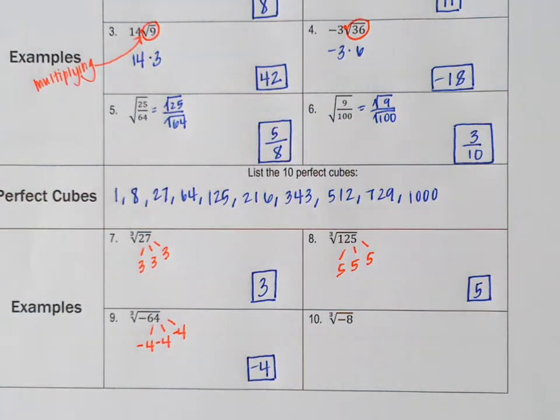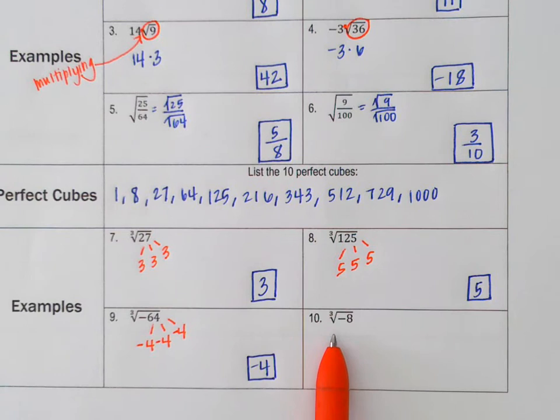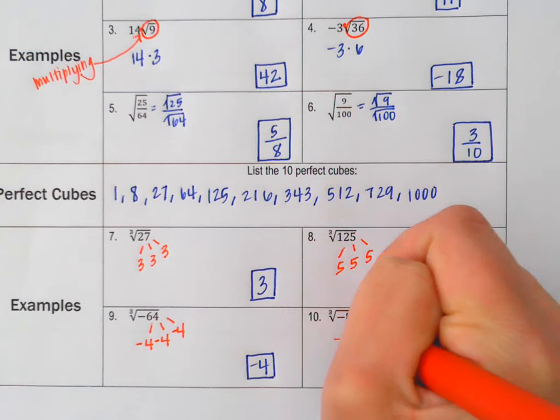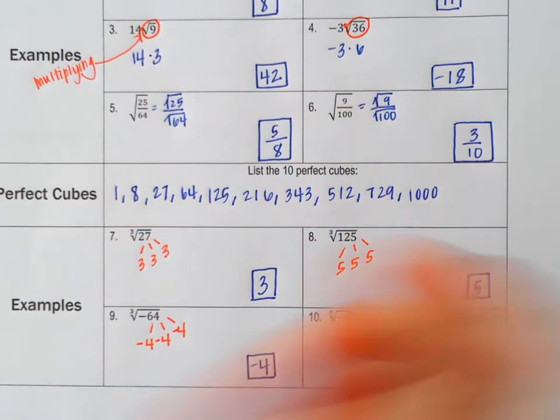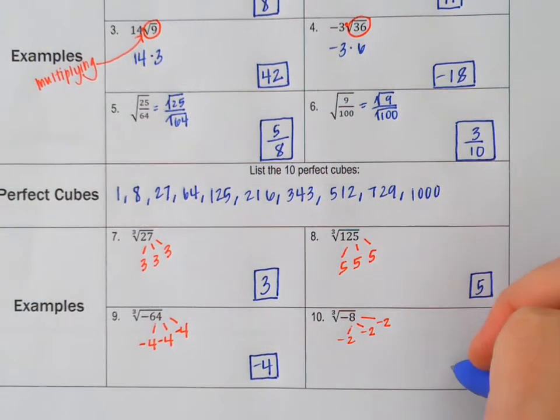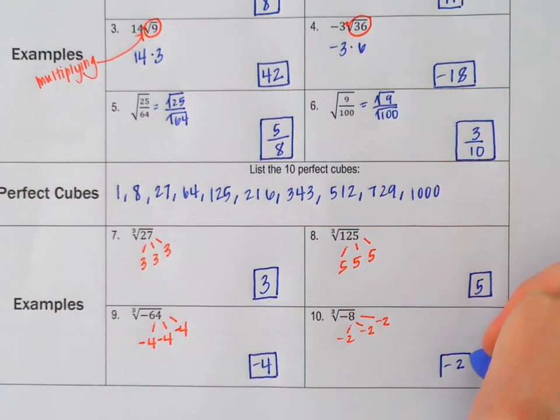So anytime you have a cube root of a negative number, you should always be taking a negative number out. Okay, so for 10, I want you guys to pause me here, try 10 on your own, and then come back and make sure you did that correctly. Okay, so we're thinking what times itself 3 times gets me negative 8, and that's negative 2 times negative 2 times negative 2. So the cube root of negative 8 is negative 2.